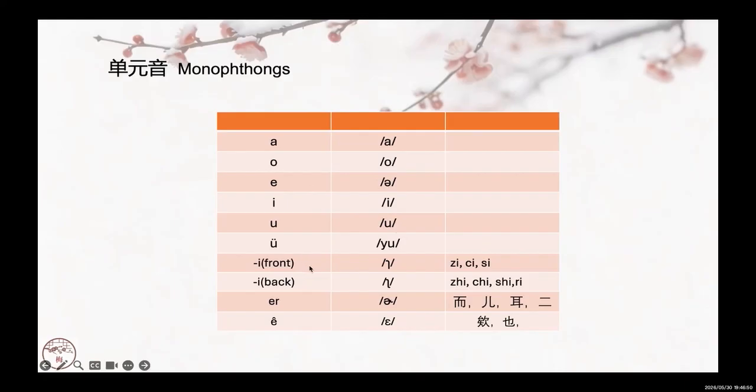This is a variation of the vowel E. We can tell the difference when we pronounce it in the syllable. We will learn about this later. So this is the second variation of E. When it comes after some certain consonants, it pronounces a little bit different. The ninth one, er. So we have 10 single vowels.